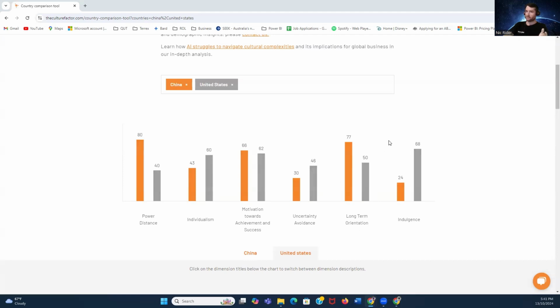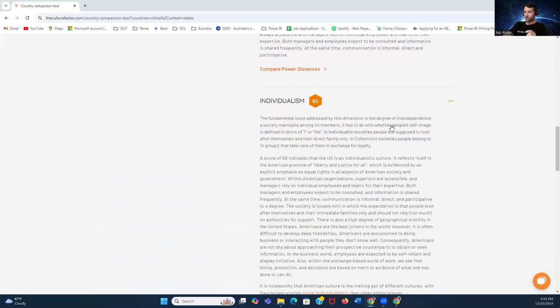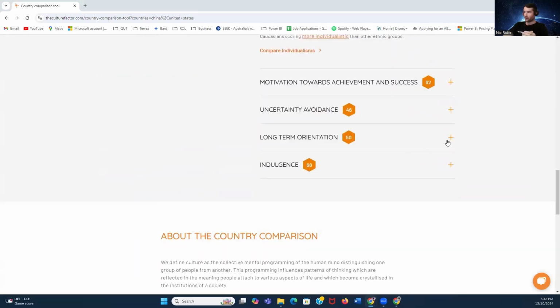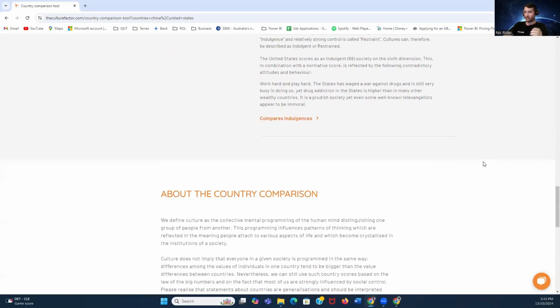So basically, if you look at Chinese culture, they plan for the next hundreds, even thousands of years. They very much think about the future, whereas Western society typically lives for the now a little bit more. And then indulgence here, China probably have better control. They don't overindulge as much as people in the United States. So you can go down here and have a look at all the different categories. This will give you a better understanding of how this works.